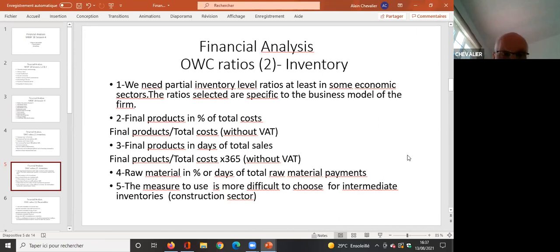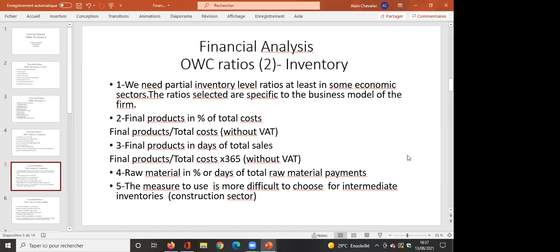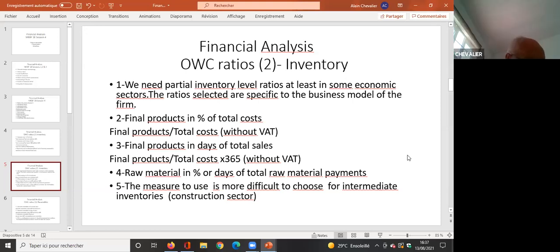After that, you have the case, which is the most difficult one, of intermediate inventories, and you can have several intermediate inventories. For example, products moving from one location to the other, moving from one department to the other, with different added value on the product at each step. It becomes very difficult.